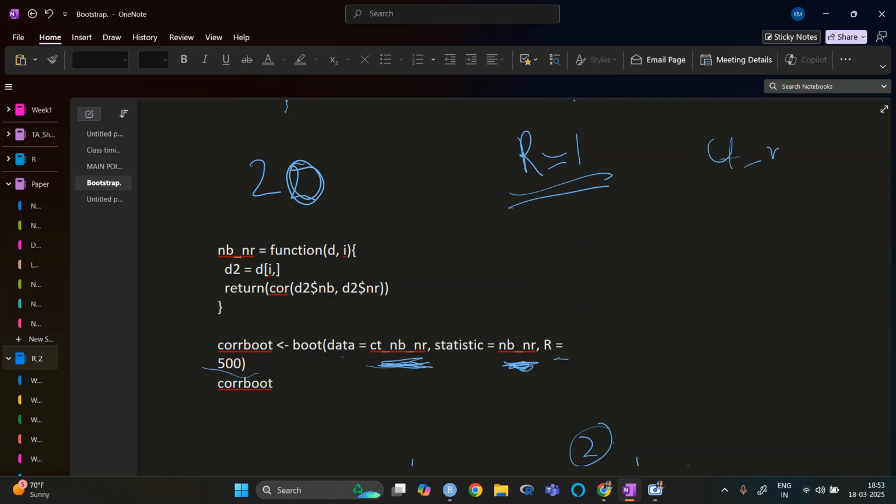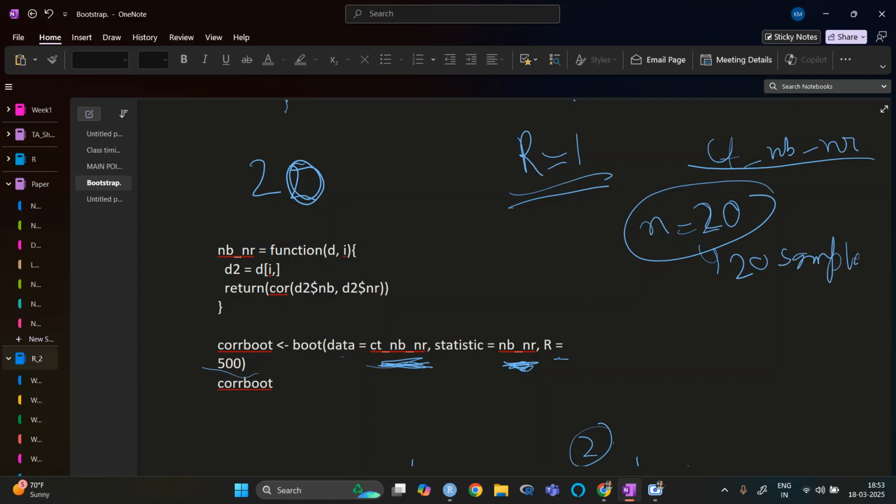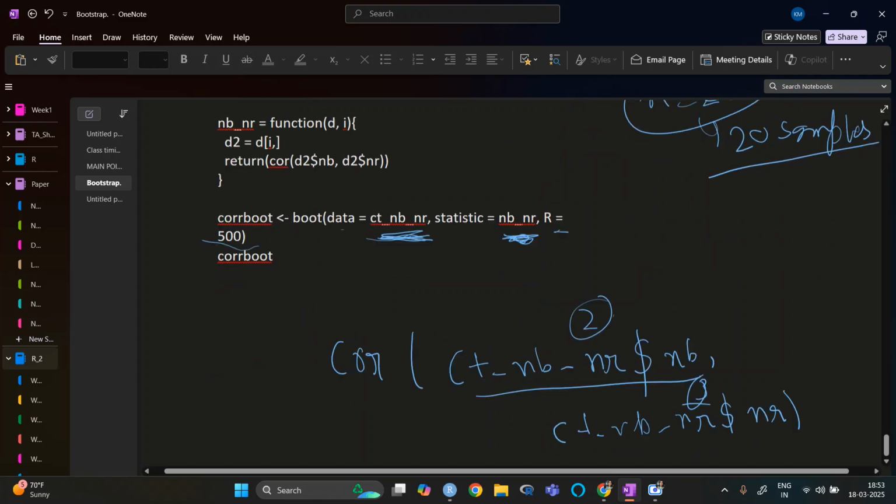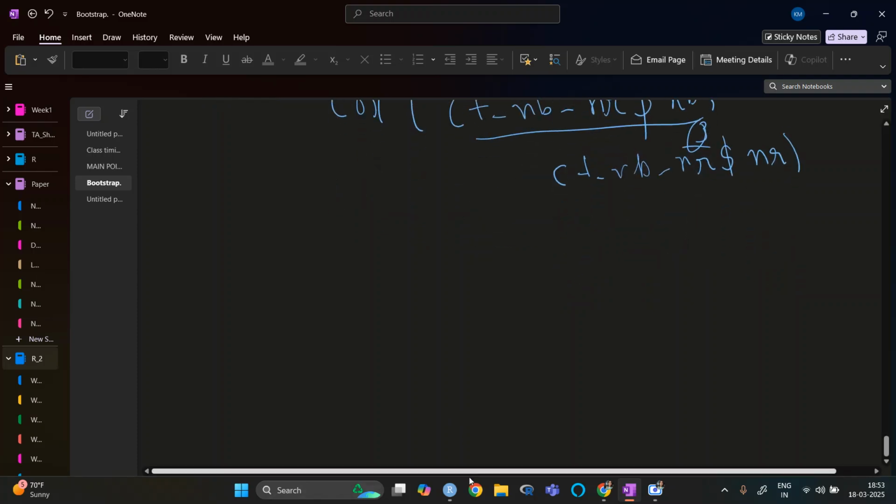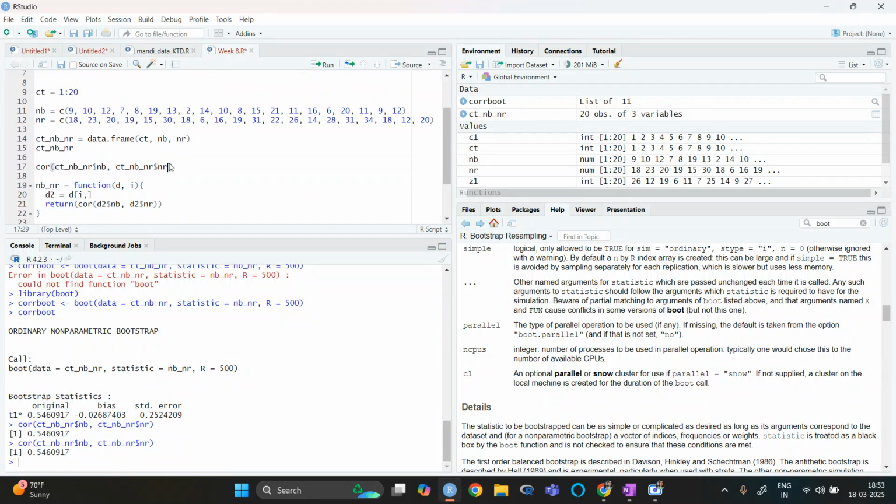From CT, NB, NR, we have N equal to 20, so it will take 20 samples, right? Now in that 20 sample, what will happen? It may take cricketer 1, 2, 13, 13 again. So it can be 9, 10, 7, 8, 13, and then again 7. So it can take on its own.